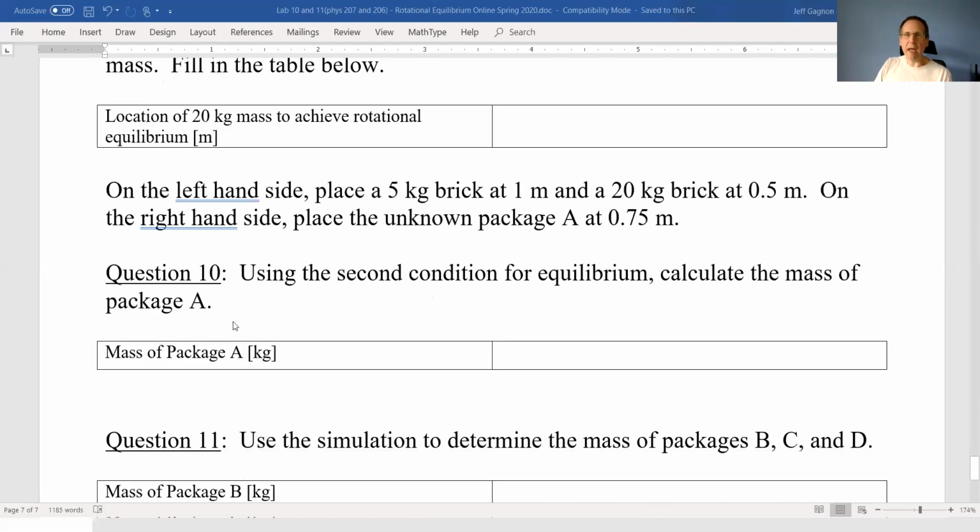Then for question 10, remember this is where we put the unknown package A at 0.75, and we put some bricks on the other side at 2 locations: 5 kilograms at 1 meter and 20 kilograms at 0.5 meters. Using the sum of the torques equals 0, the second condition for equilibrium, you're going to figure out what the mass of A is. Show me that calculation as well.